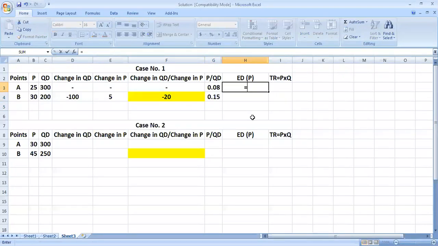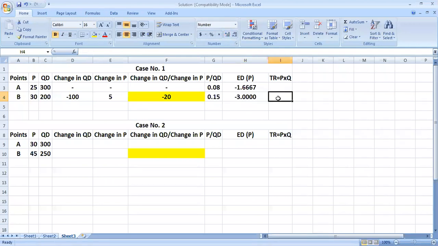At point A we can find the elasticity of demand with respect to price by multiplying minus 20 with 0.08. At point A, elasticity of demand is minus 1.6667. Now let's consider point B. We multiply minus 20 with 0.15 to obtain the answer minus 3.